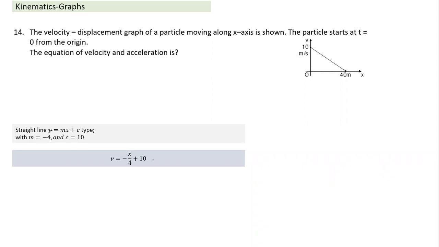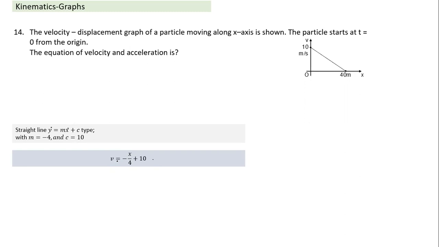In y equals mx plus c, put the coordinate values. In place of y, substitute whichever quantity is on the y-axis. In place of x, substitute the physical quantity which is on the x-axis. m is the slope, positive or negative appropriately, and c is the constant, the y-intercept.